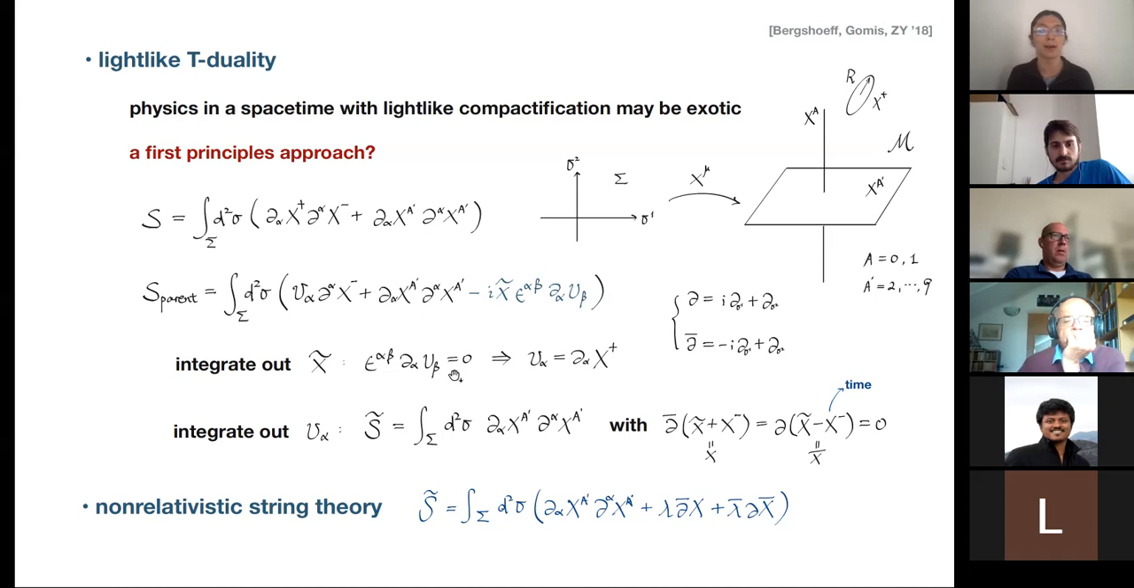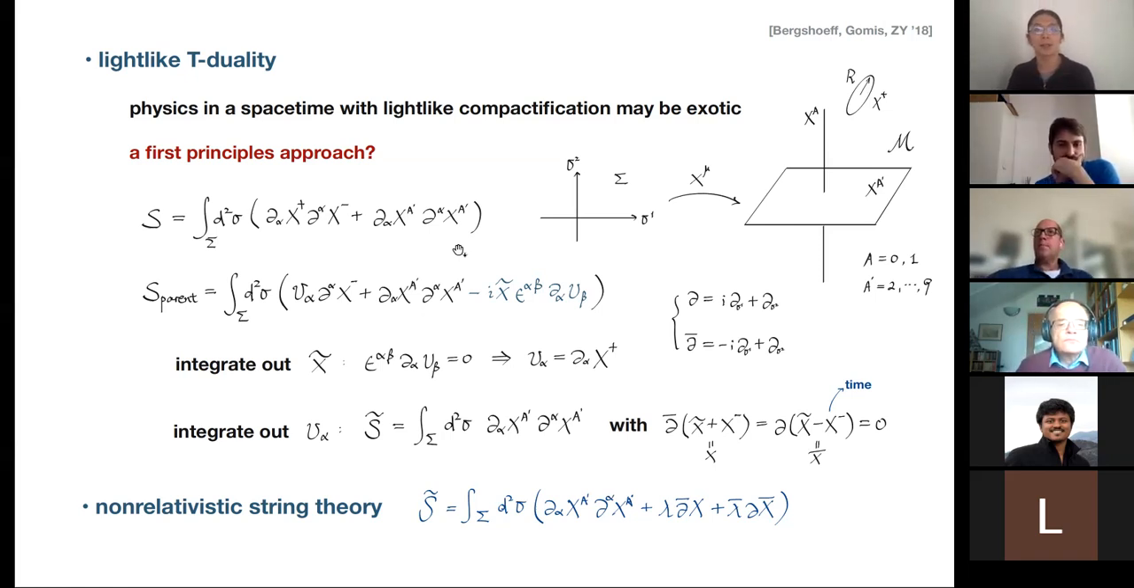And if you apply Poincaré's lemma on a local patch, you'll see that this new field V alpha can be solved by a derivative acting on some scalar. If you identify that scalar with X plus and plug this back in, the last term goes away, since it was just used to impose the constraint. So you just need to plug this back in here. That will lead us back to the original relativistic string theory sigma model.